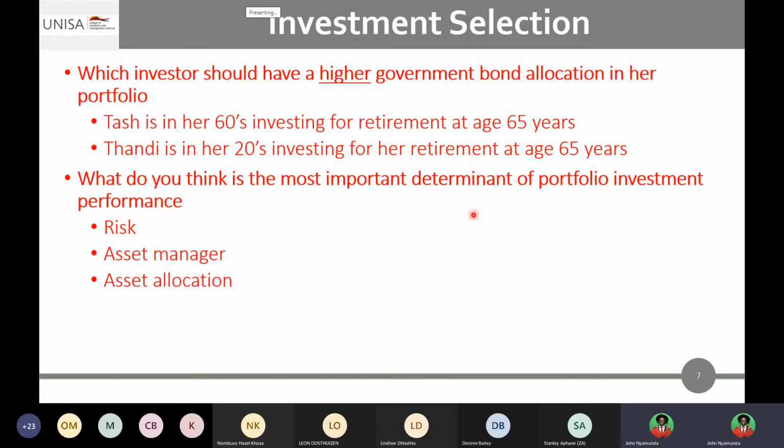Which investor should have a higher government bond allocation in a portfolio? Tash in his 60s, investing for retirement at age 65, or Tandy in her 20s, investing for retirement. Okay, let's see your choices. It's only two choices, ladies and gentlemen. It's not too hard. We have 30 people. Make your choice. So Lorato says Tash. Lorato, submit.